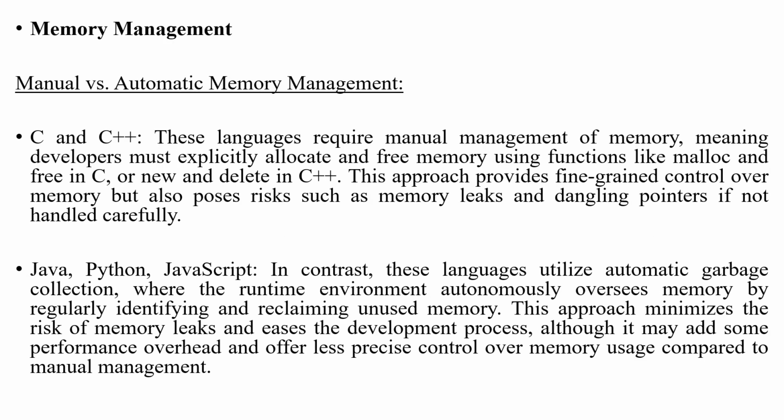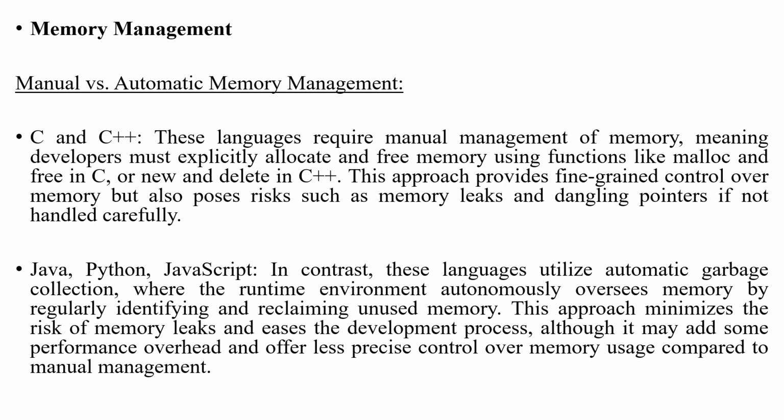The next topic is memory management, manual versus automatic. C and C++ require manual management of memory, meaning developers must explicitly allocate and free memory using functions like malloc and free in C, or new and delete in C++. This approach provides fine-grained control over memory but also poses risks such as memory leaks and dangling pointers if not handled carefully.